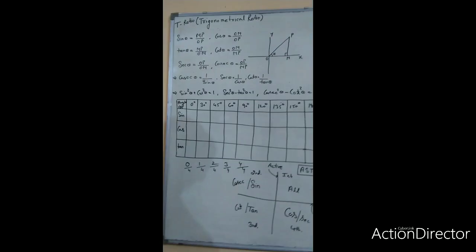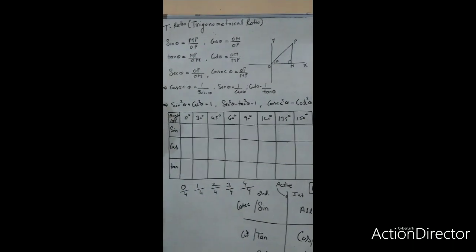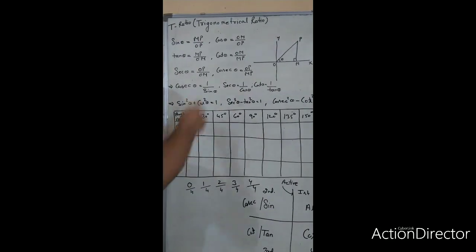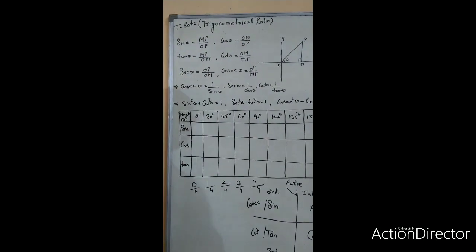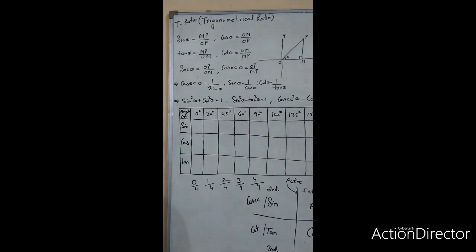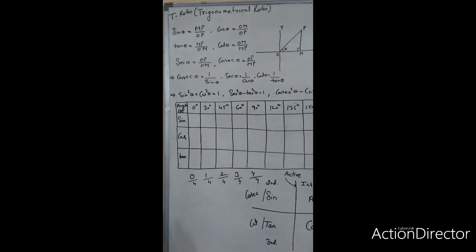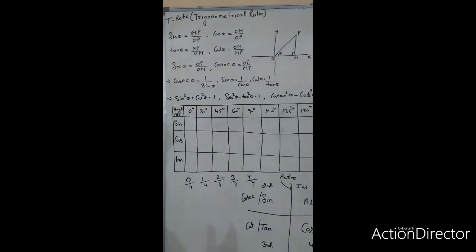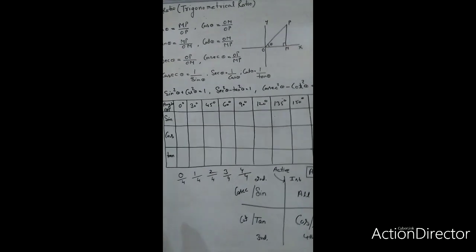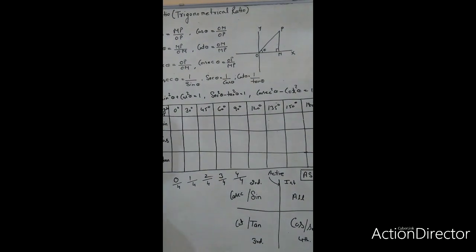Today, in this class, we will study another important topic that is called T ratio, or simply, trigonometrical ratio. First, we understand how trigonometrical ratios are created and how they have values for different quadrants.